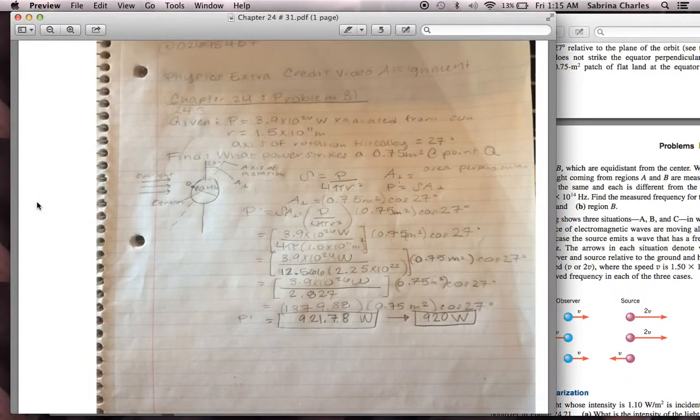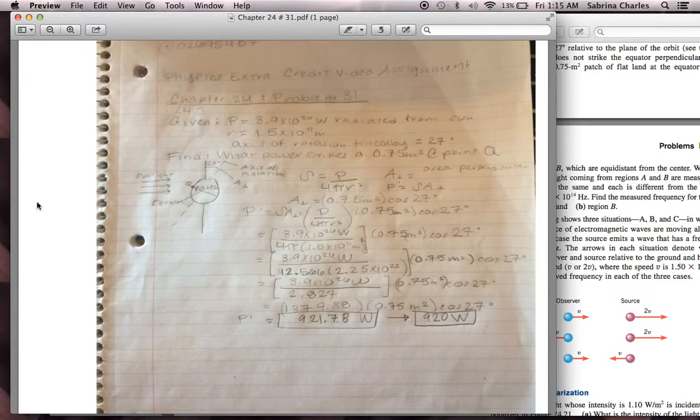I started off by listing my givens. We know that the power radiated from the sun is 3.9 times 10 to the 26 watts, and our radius is 1.5 times 10 to the 11 meters. The axis of rotation is equal to 27 degrees. They want us to find what power strikes 0.75 meters squared at point Q.